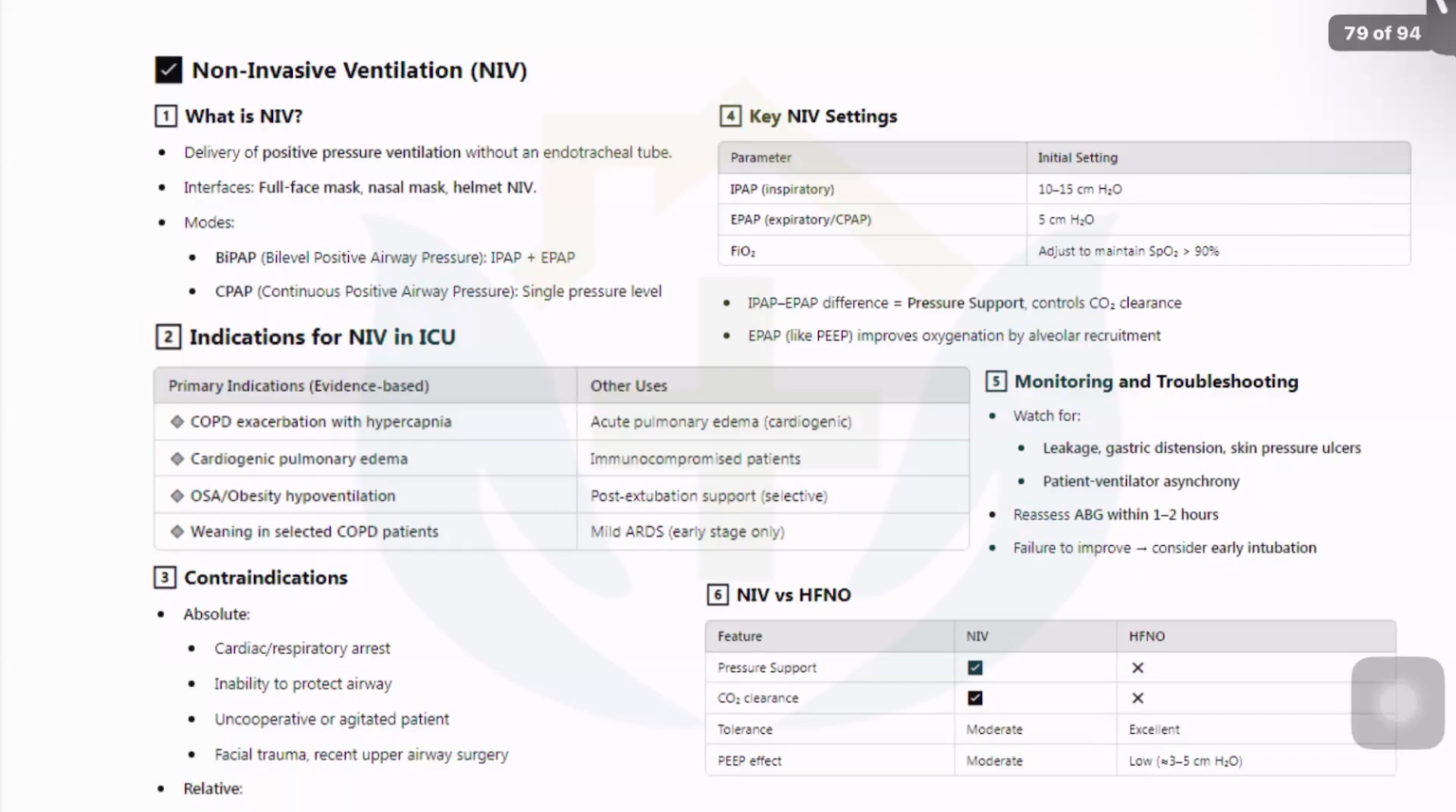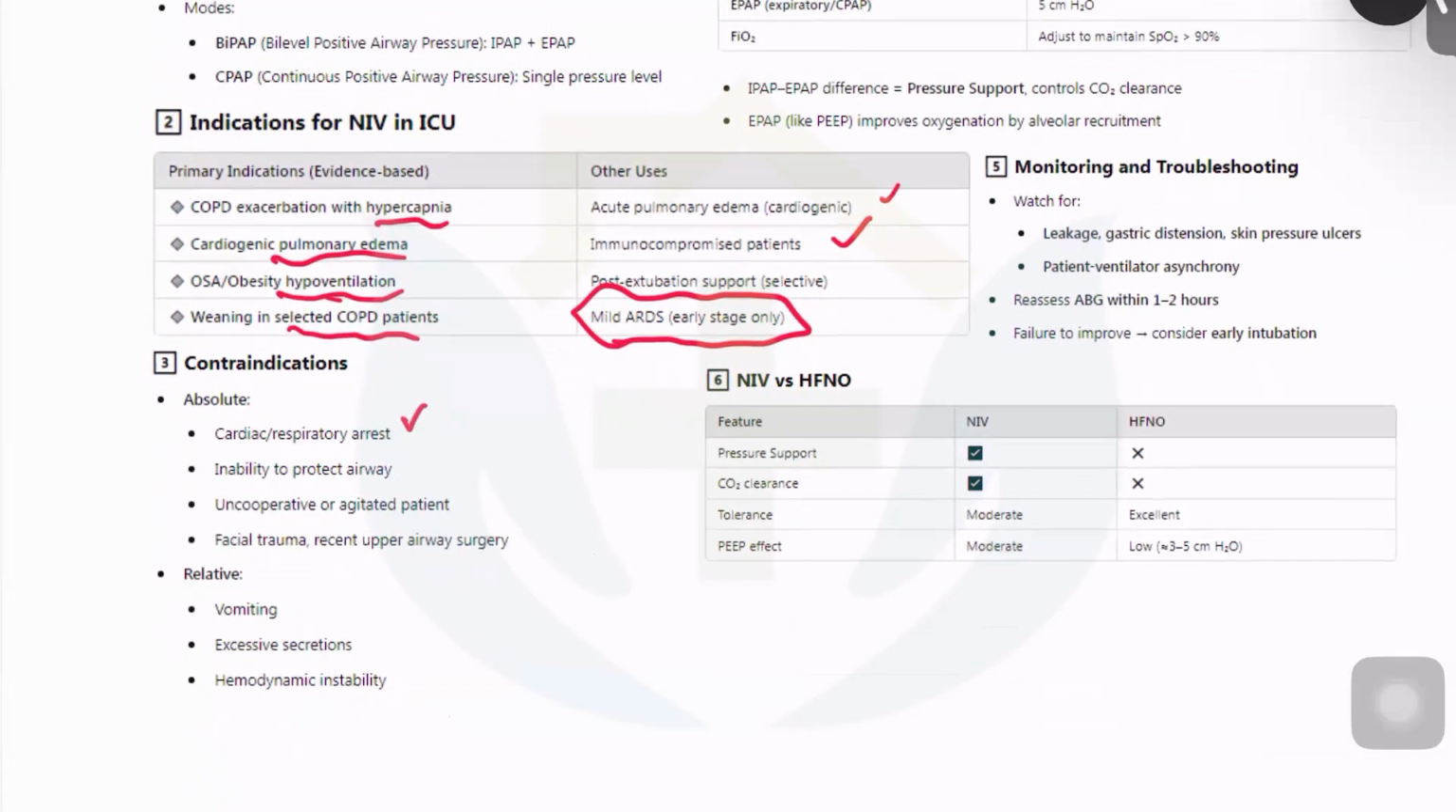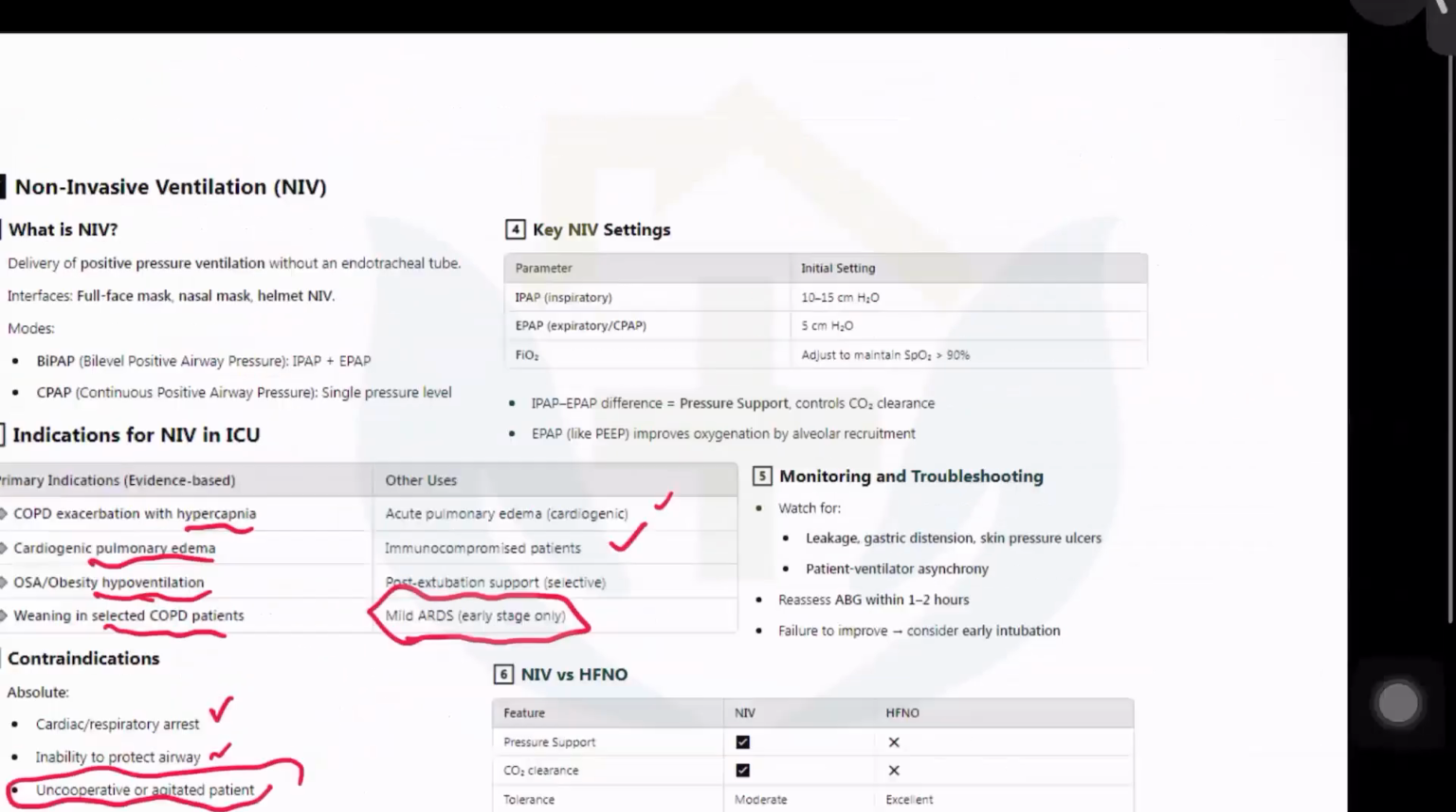Indications for NIV in ICU: COPD exacerbation with hypercapnia, cardiogenic pulmonary edema, OSA patients with hypoventilation, and when you are weaning off COPD patients. Other uses are, of course, acute cardiogenic pulmonary edema, immunocompromised patients, post-extubation patients of laparotomy, and so on, and mild ARDS, early stages only, where HFNO is also approved now. Absolute contraindications are cardiac arrest, patient who is unable to protect their airway, uncooperative or agitated patient, facial trauma, relative are vomiting, excessive secretion, and hemodynamic instability.